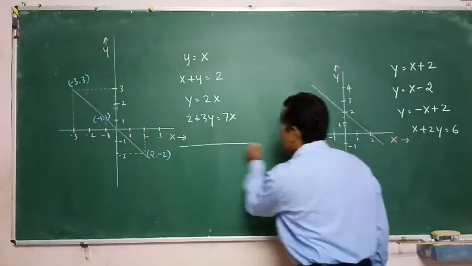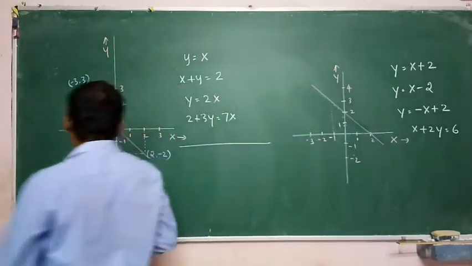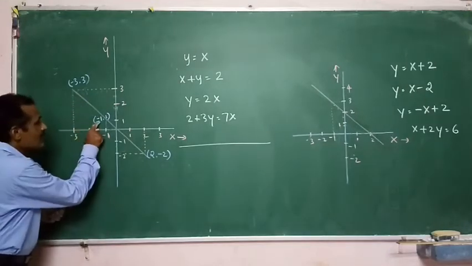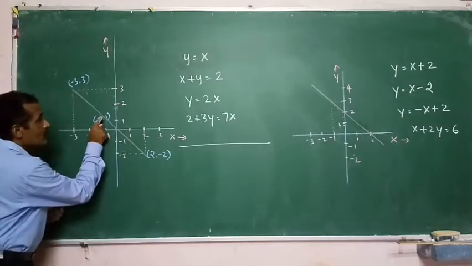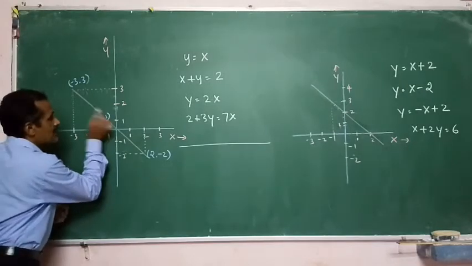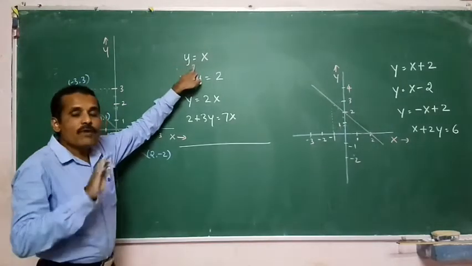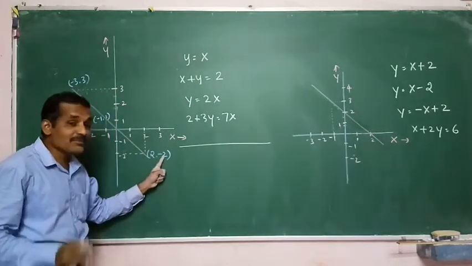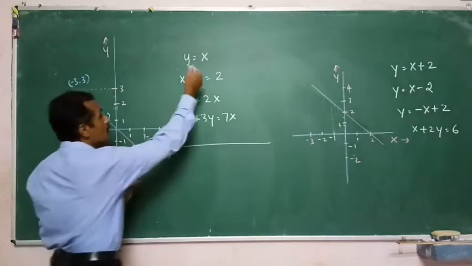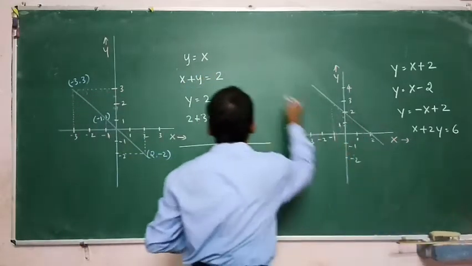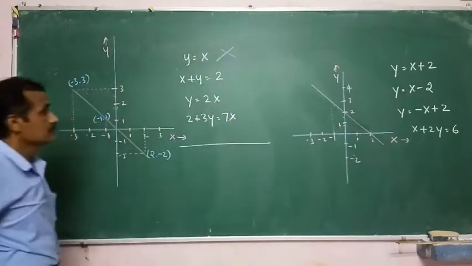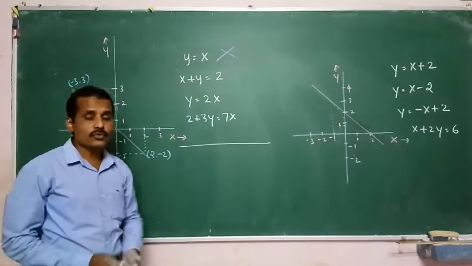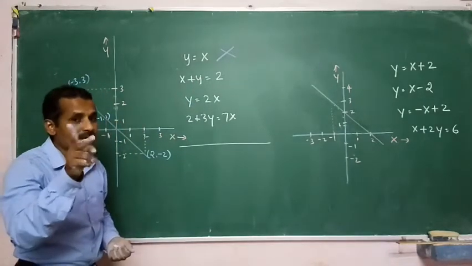What do I have to do? I will see the coordinates: minus 1, 1. X is minus 1, y is plus 1. See the first option, y equal to x. Both numbers are the same, but the sign is reversed. So the first option is wrong. Coming to the second option, x plus y equals 2. When you add both, you get the answer as 2.